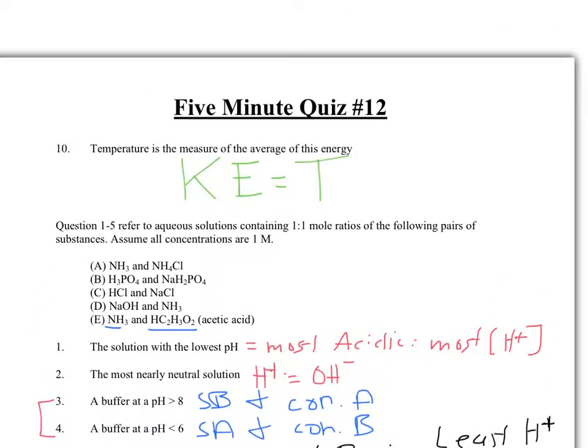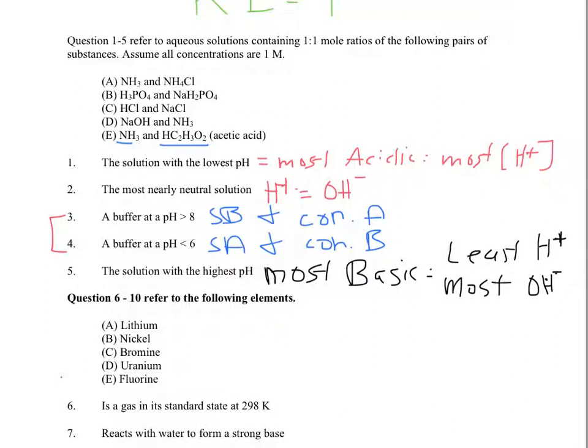They're both weak. So this is quiz 12. I just want to make sure I'm on the right page. All right, since they're both weak, what do weak and weak do? They cancel out, which would make them what on the pH scale? About neutral, right? So there's your neutral one. E is going to be the most neutral solution.